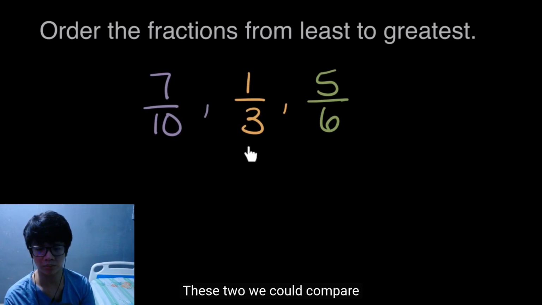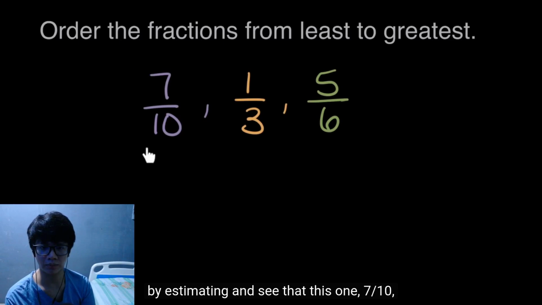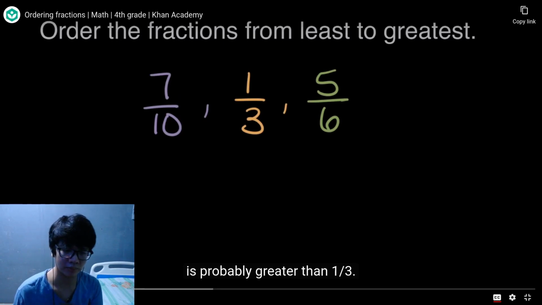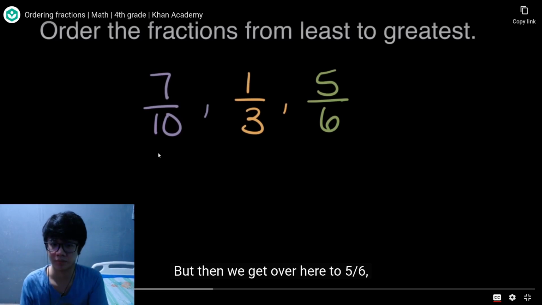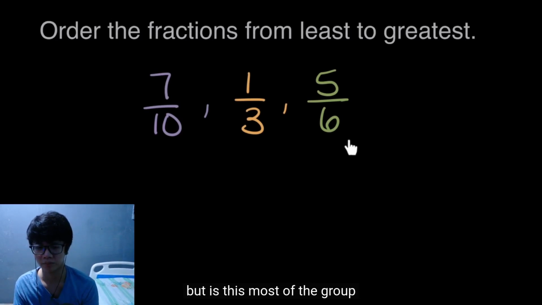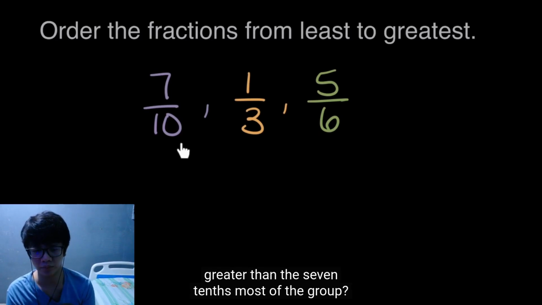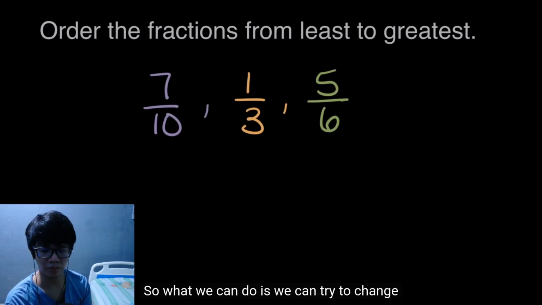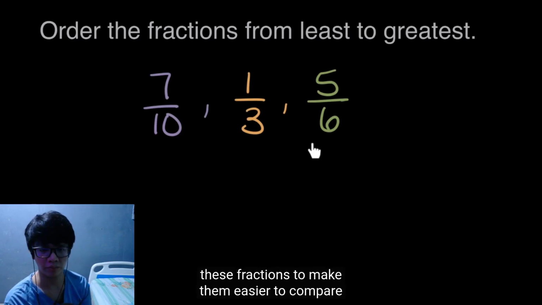These two we could compare by estimating and see that this one, 7/10, is probably greater than 1/3. But then we get over here to 5/6, and 5 out of 6, well, again, that's most of the group. But is this most of the group greater than the 7/10 most of the group? That gets a lot trickier. So what we can do is we can try to change these fractions to make them easier to compare.